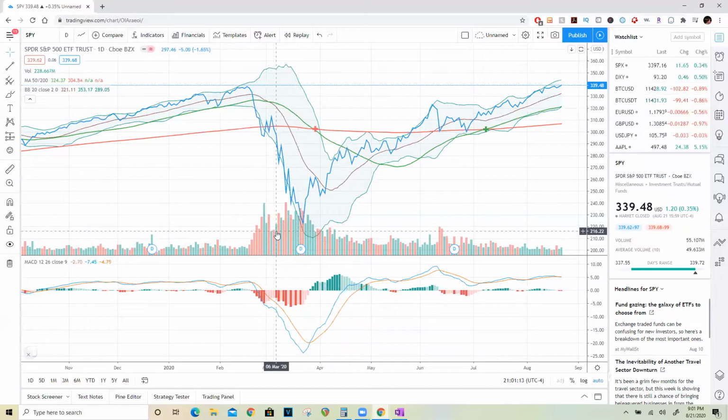Okay, now volume also is a really important factor, because as you can see here, as the stock was coming down, the volume was going up, meaning that there was a lot of selling pressure. As it started turning around, you would see that the volume was still pretty high, meaning that there was a good amount of buying pressure.